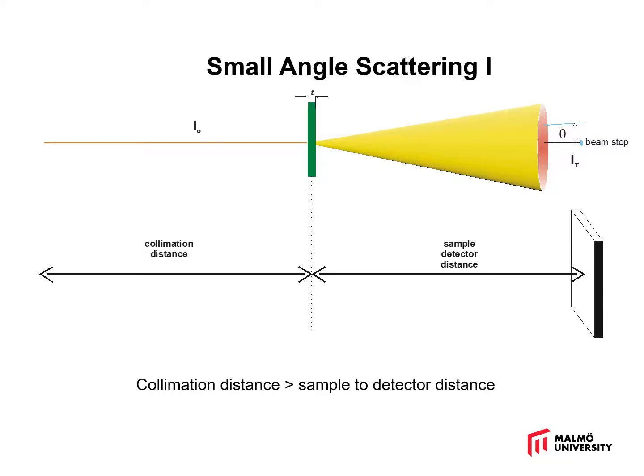The collimation distance is generally, well, should always be longer or equal to the sample to detector distance. This is just to define the scattering angle theta very well. One may vary the scattering angle on the detector by changing the sample to detector distance. At closer distances, the angle covered by the detector will be wider. And as you move it back, the solid angle covered by that detector becomes smaller and smaller, and you cover smaller angles in Q.